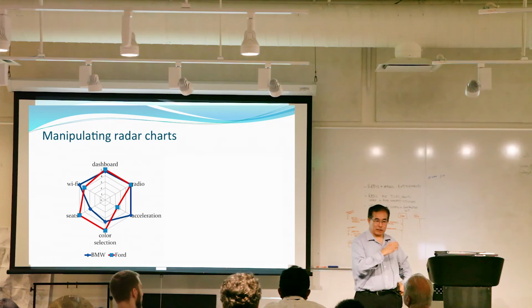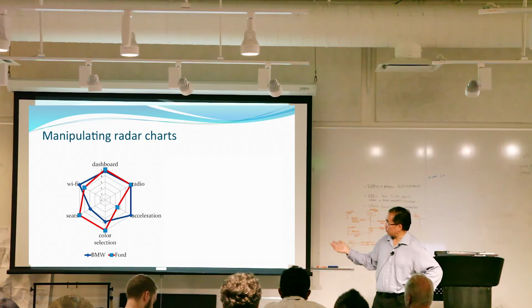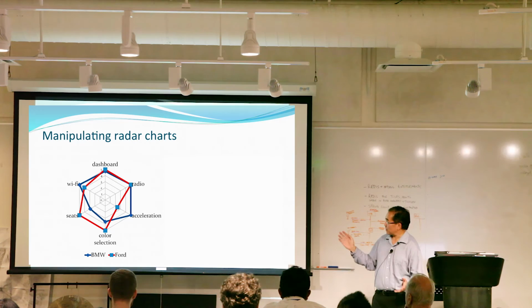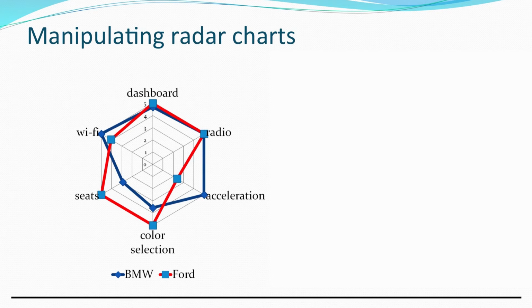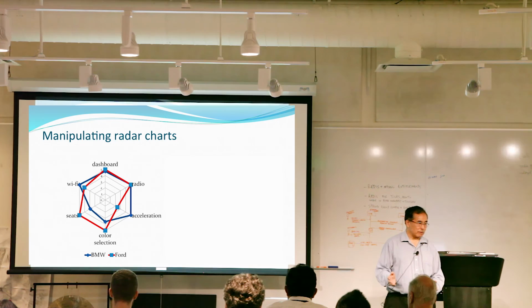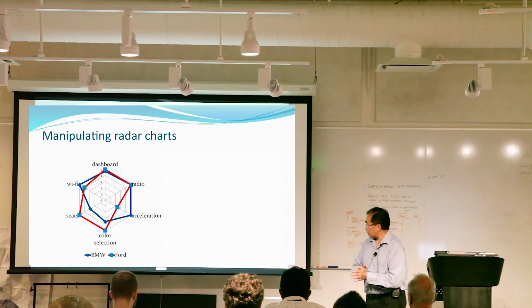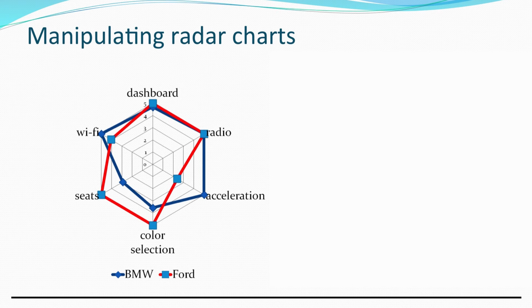So I look at it and I say, well, the dashboard's pretty similar, radio, there's Wi-Fi. Maybe the seats are better with the Ford. Maybe the color selection is better in the Ford. But the one thing that does jump out at me, the way I've represented this, is a level of acceleration. BMWs are known to have very strong engines that are able to accelerate very quickly, Fords not. So it sort of makes sense to what's going on. So the question then is, let's say that I want to show this, and I want to say, Ford has all the advantages.